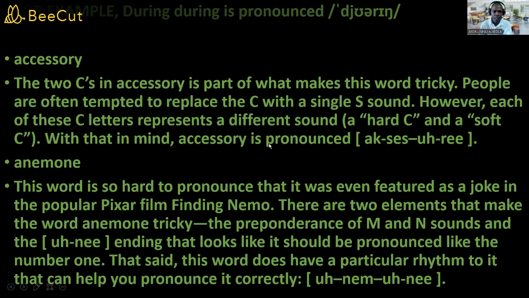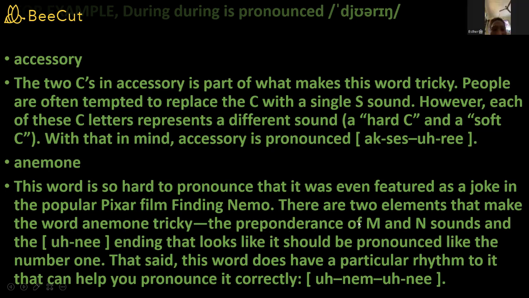With that in mind, accessory is pronounced as accessory. Accessory, not accessory, but accessory. Can I hear the sound accessory? Accessory. Yeah, the same thing goes with accident, not accident, but accident. So now the next word there, this word is so hard to pronounce that it was even featured as a joke in a popular Pixar film, Finding Nemo. There are two elements that make the word tricky.